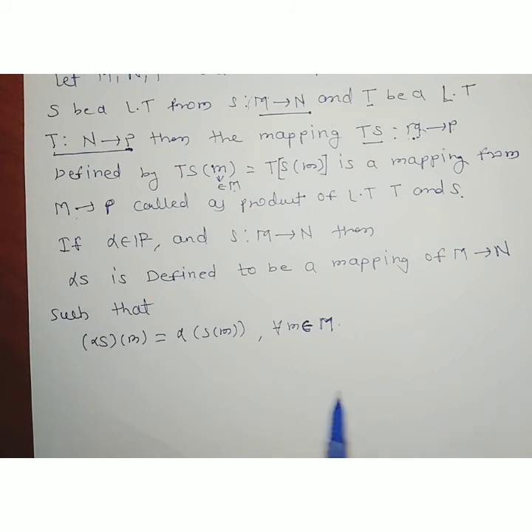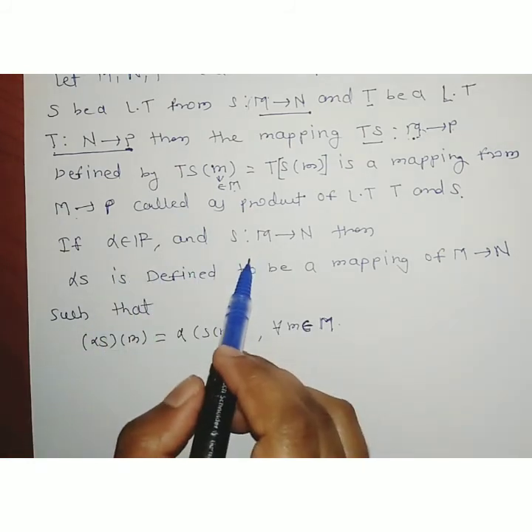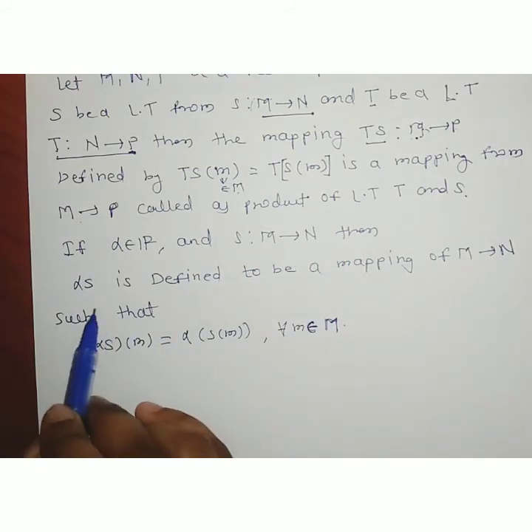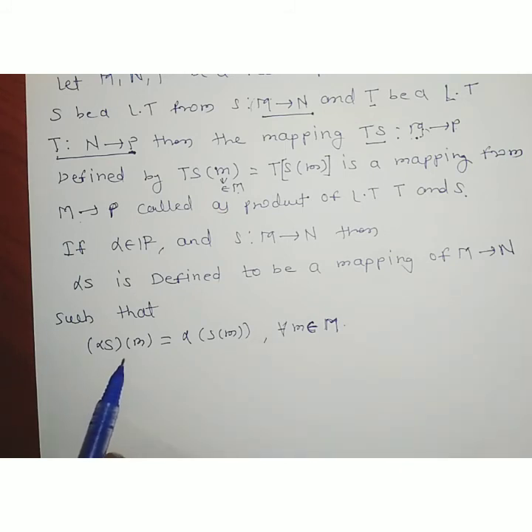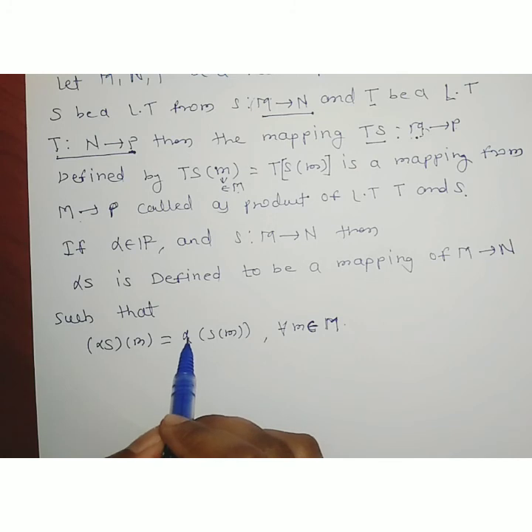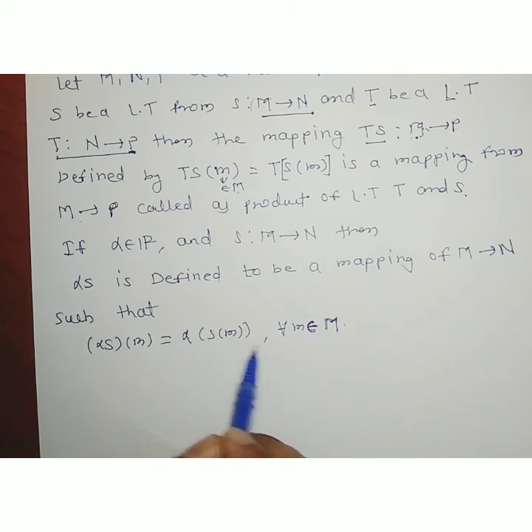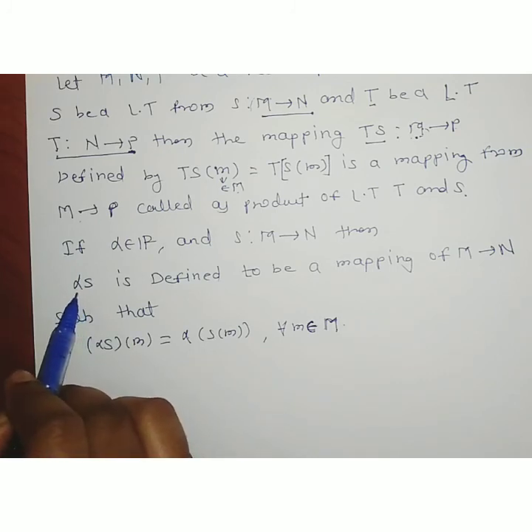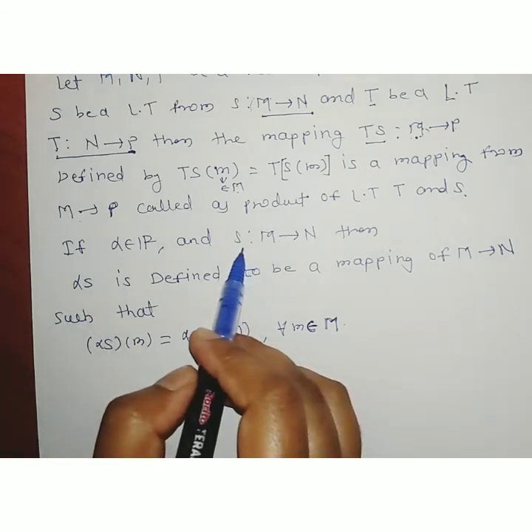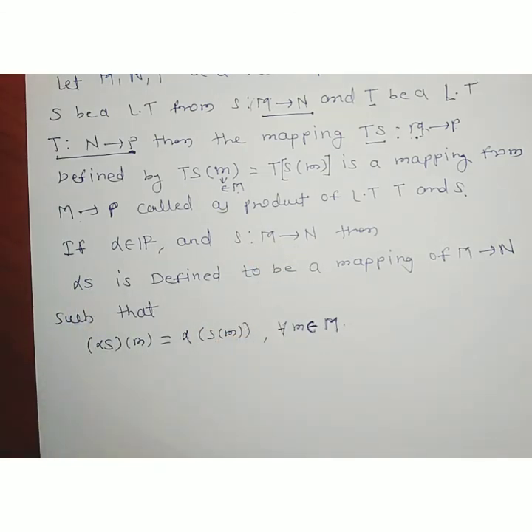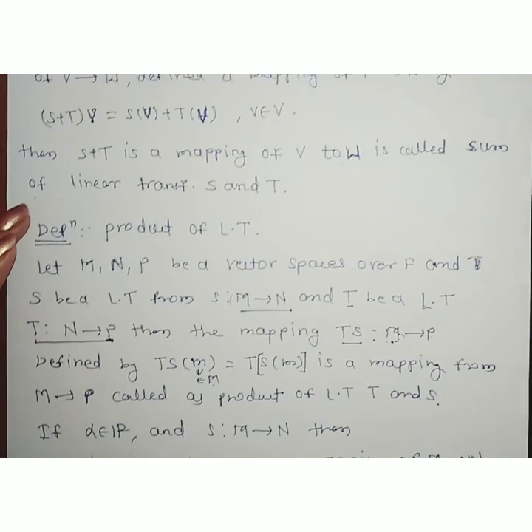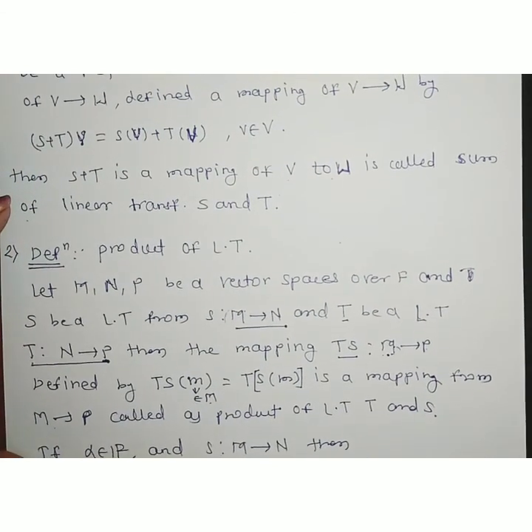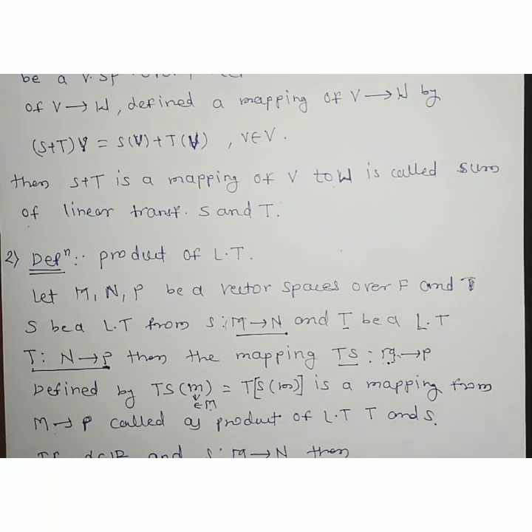Okay, so for any alpha belonging to field F and S a map from M to N, alpha S is defined to be the mapping of M to N such that (alpha S) of m equals alpha times S of m, for all m belonging to M. Therefore, this is the mapping defined by multiplying alpha with the linear transformation S from M to N. These are the operations defined on linear transformations S and T, their sum and product, which are again linear transformations.